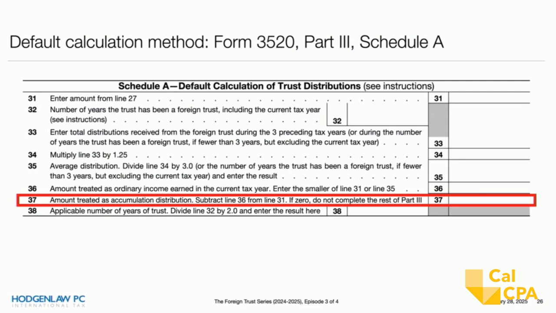But you start with the amount of the distribution received on line 31. Then you go back and you look at how much did I receive in the last 3 years in distributions. You add that up, you multiply it by 1.25, so 125% of what you actually got, and then you divide by 3, and you have sort of an annual threshold, a cutoff number based on that. So 125% of the average actual distribution is your cutoff. Any distribution received below that cutoff is going to be ordinary income. Any distribution received above that cutoff is going to be an accumulation distribution.